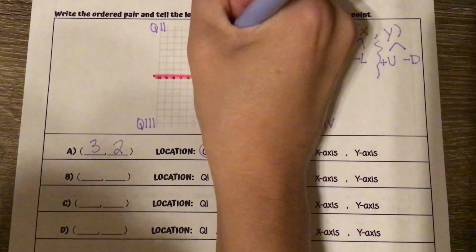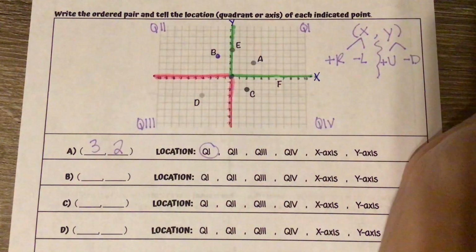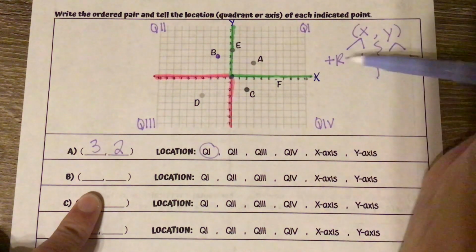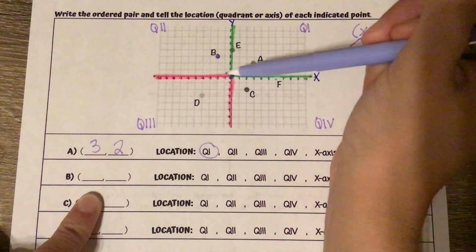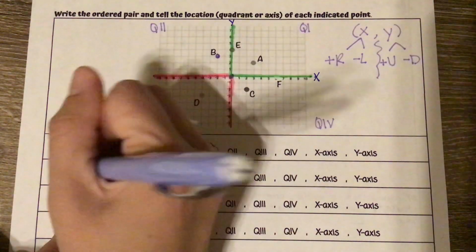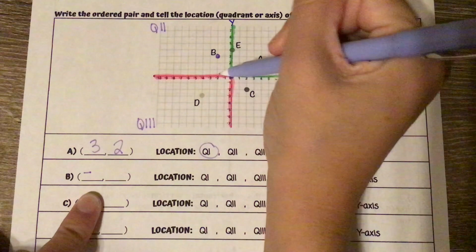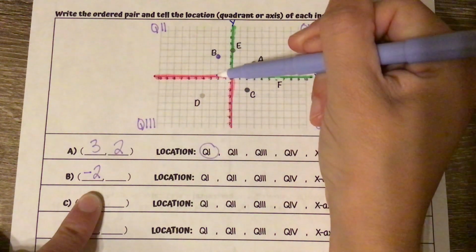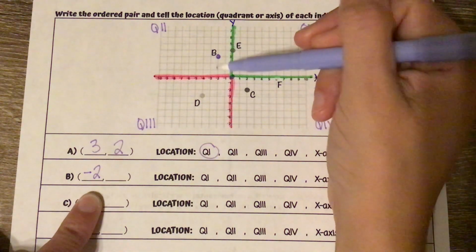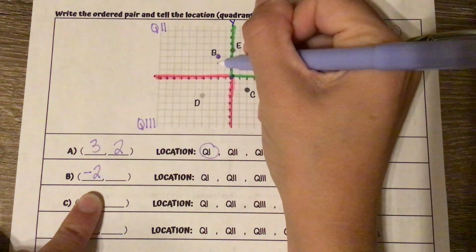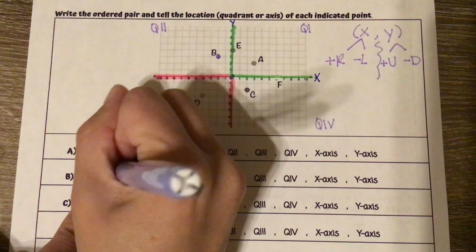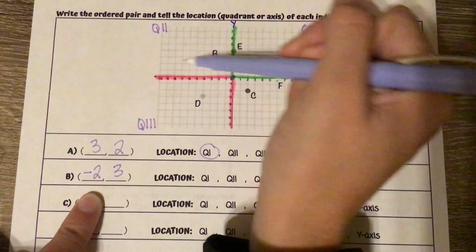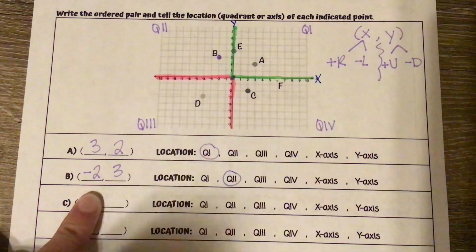All right, point B is a little hard to see, so I'm going to outline it here. Again, we go right or left first. We start with the x. It is to the left, which means it is negative. It's 1, 2 to the left, so negative 2. Then it is up, which is positive. It's 1, 2, 3 up, so positive 3. And it is located in this quadrant, which is quadrant 2.